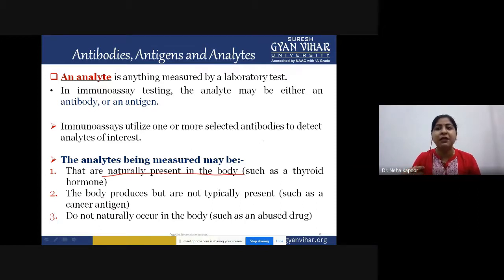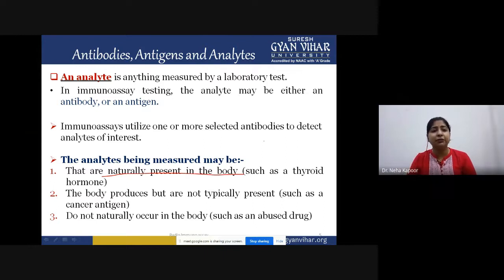Next, sometimes the body produces some kind of analytes, but they are not typically present. For example, any kind of tumor antigen. If some of our body cells are growing or proliferating in a very uncontrolled fashion, in that case some sort of antigens are expressed onto the surface of those cancerous cells. So those cancer antigens can be used as a detection tool also.